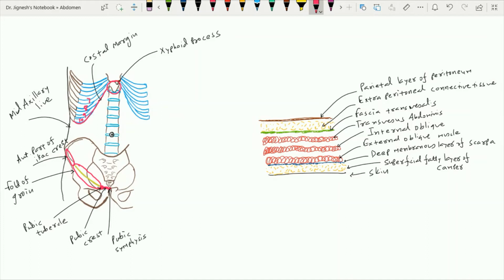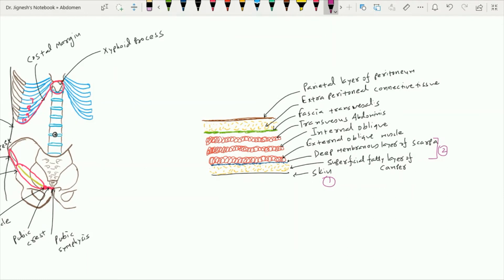So in this anterior abdominal wall there are 8 layers: the skin, the superficial fatty layer of Camper, and the deep membranous layer of Scarpa, both collectively called the superficial fascia; the external oblique muscle along with its aponeurosis, the internal oblique muscle along with its aponeurosis, the transversus abdominis muscle along with its aponeurosis; deep to that the fascia transversalis, and deeper the extraperitoneal connective tissue, which is a very important layer in the anterior abdominal wall; and the parietal layer of the peritoneum, the part of the peritoneum nearest the anterior abdominal wall.